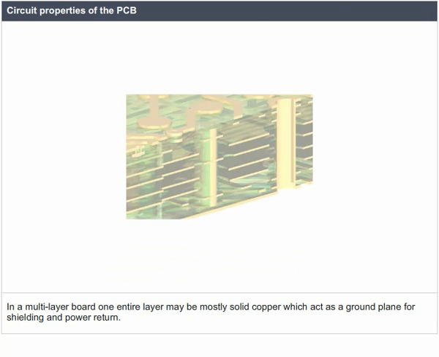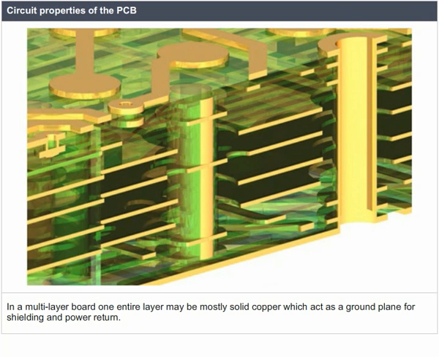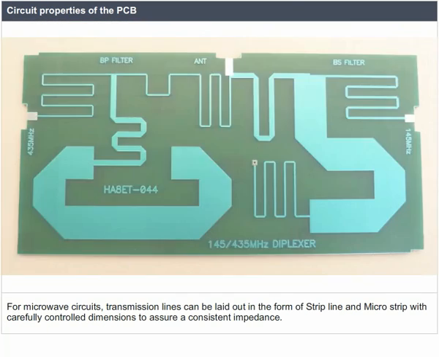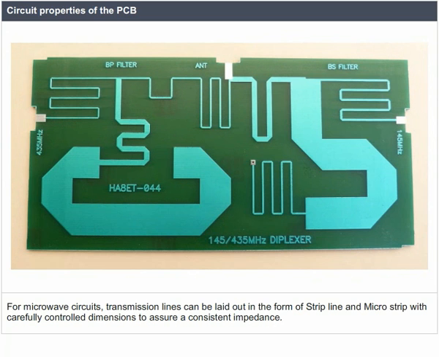In a multi-layer board, one entire layer may be mostly solid copper, which acts as a ground plane for shielding and power return. For microwave circuits, transmission lines can be laid out in the form of a strip line and microstrip with carefully controlled dimensions to assure a consistent impedance.